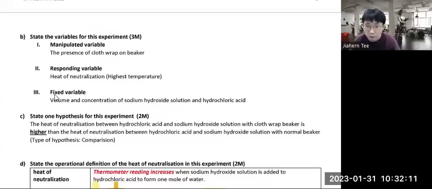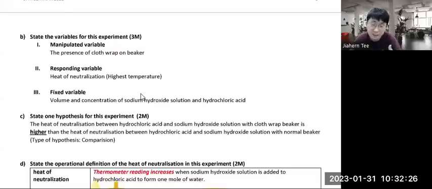And then for the fixed variable, still the same. Fix your volume and concentration of your alkaline and hydrochloric acid. Everything fixed, okay, everything fixed. Right now, the only thing that you're changing is the cloth that is wrapped around the beaker.